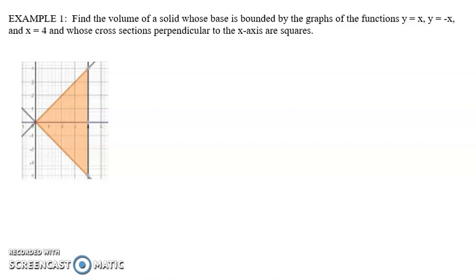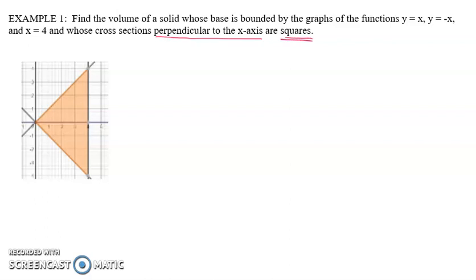We have, this is our picture here. So it says we want to find the volume of a solid whose base is bounded by these two functions, y equals x and y equals negative x, and the line x equals 4. And we want the cross sections to be perpendicular to the x-axis, and they're going to be squares.